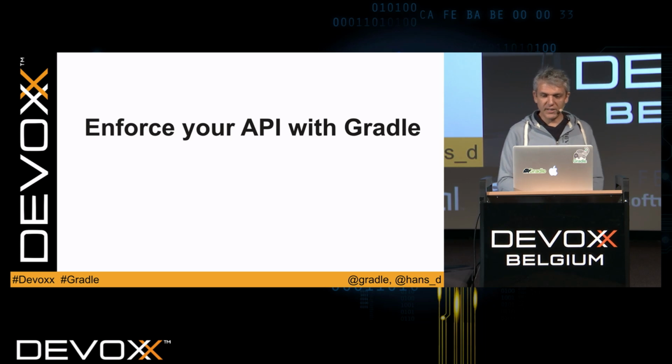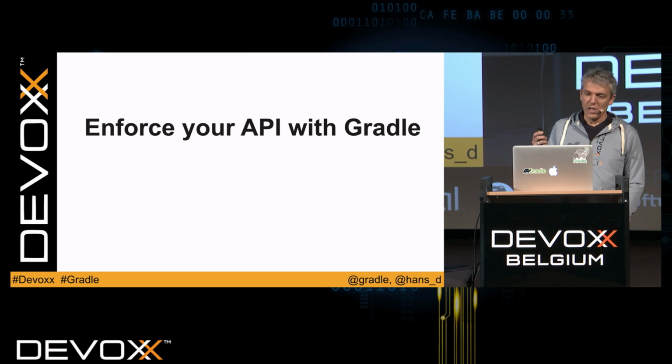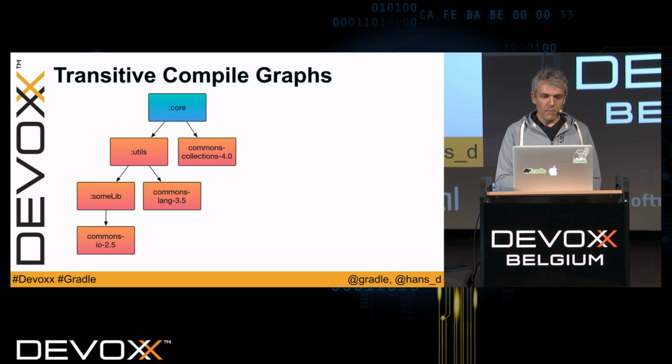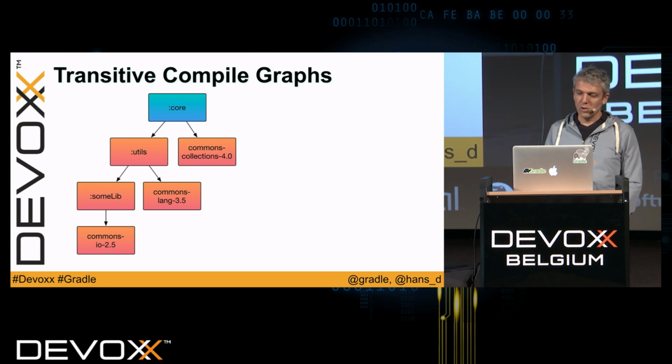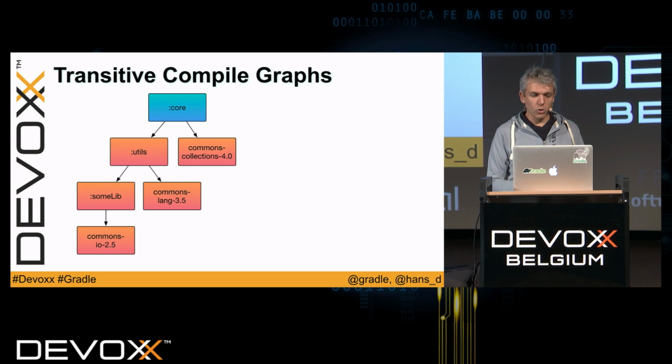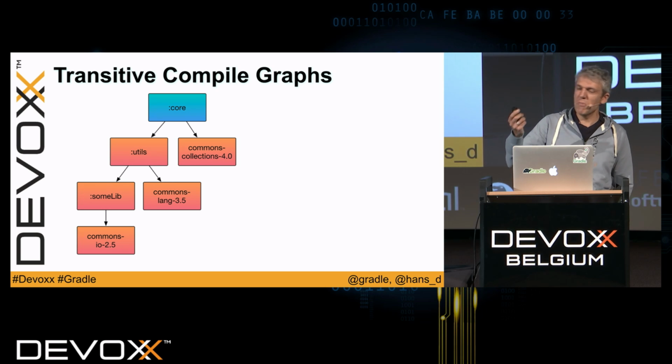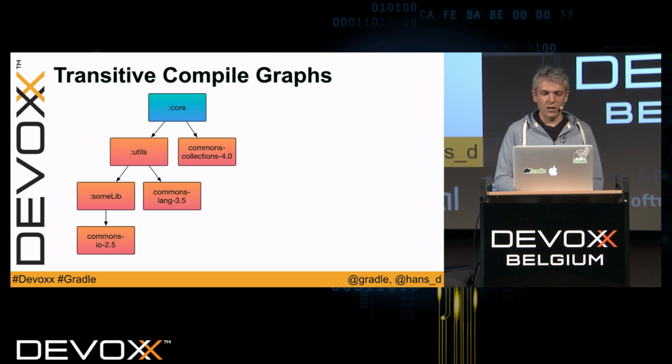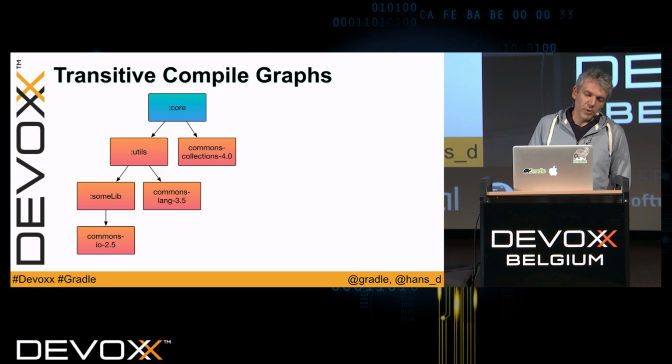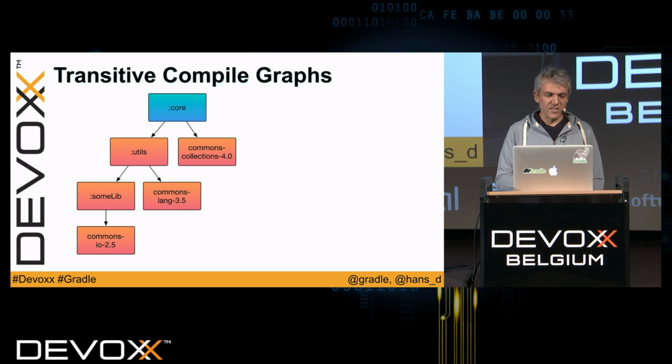Okay, next feature I want to talk about. One of my favorite topics. It addresses many scalability dimensions at once. Enforce your API with Gradle. Let's look at the following project. So this is a multi-module build. It could be in Maven or in Gradle. It has 3 modules that you build from source: core, that depends on utils, and utils on some lib.